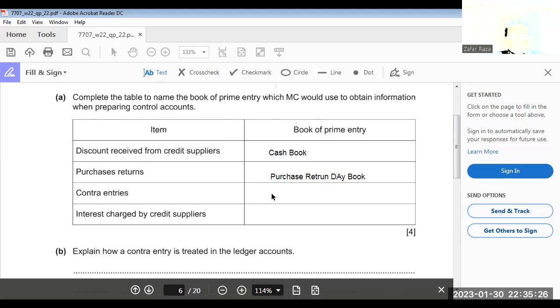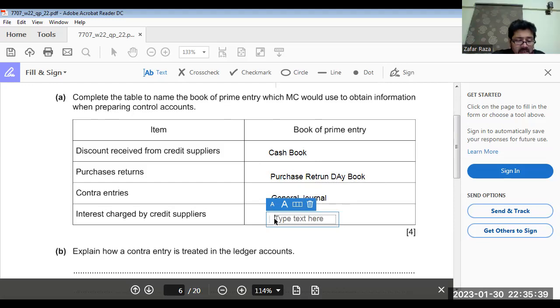Contra entries, yes, definitely you will find in journal. And interest charged by credit suppliers, that also you will find from general level. Getting my point clear?